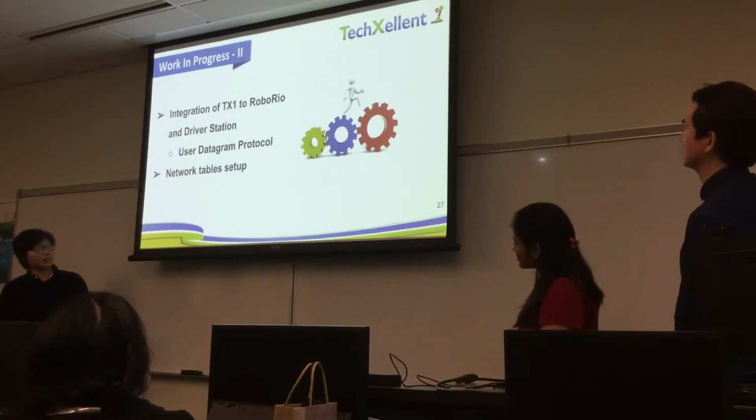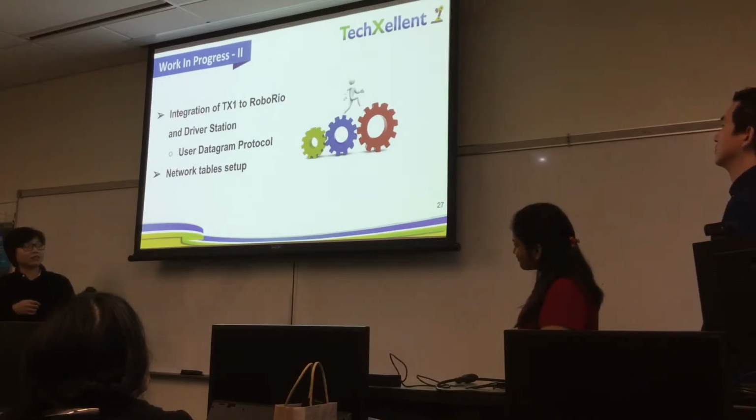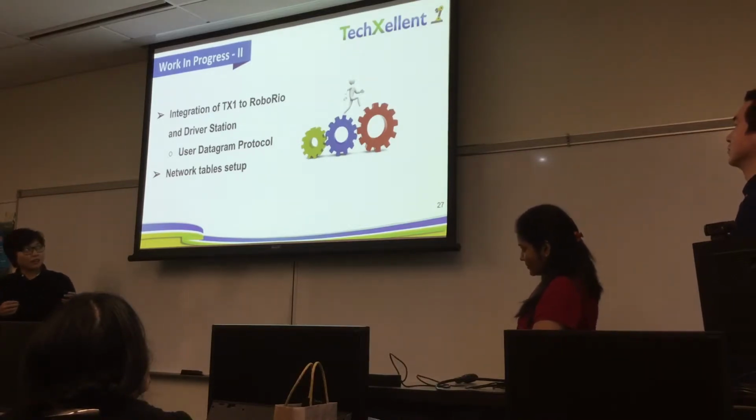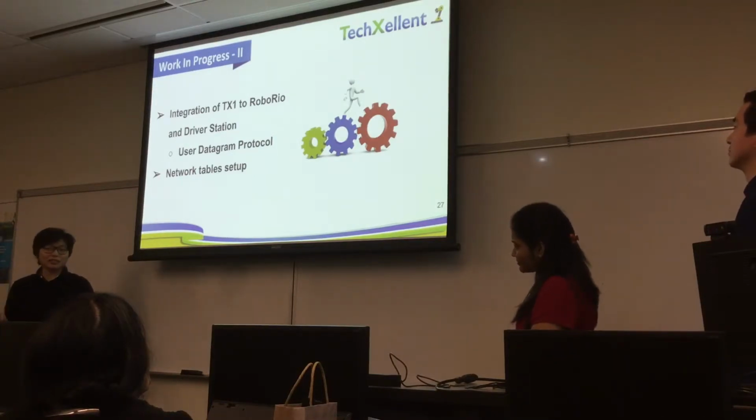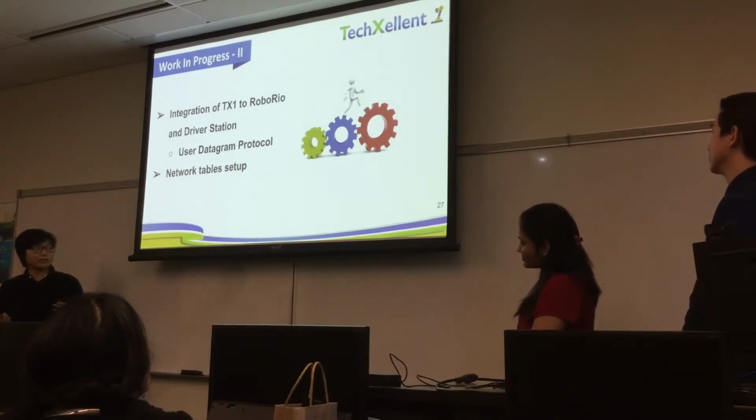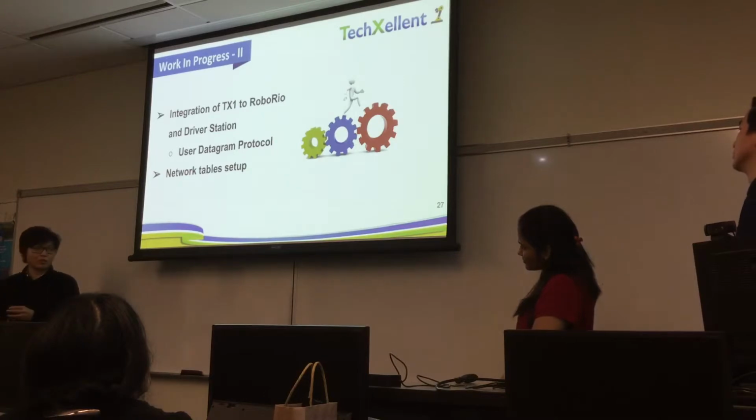For this integration, as Jerry said, we will use Ethernet cables to connect the Jetson and the Roborio to the router, and then we will use the User Datagram Protocol, or UDP, for the driver station. We are going to use UDP because it's fast and it can handle multiple targets. With all this integration coming, we will also set up network tables. These network tables will be our basis of security, showing all the connections between the TX1, driver station and Roborio.